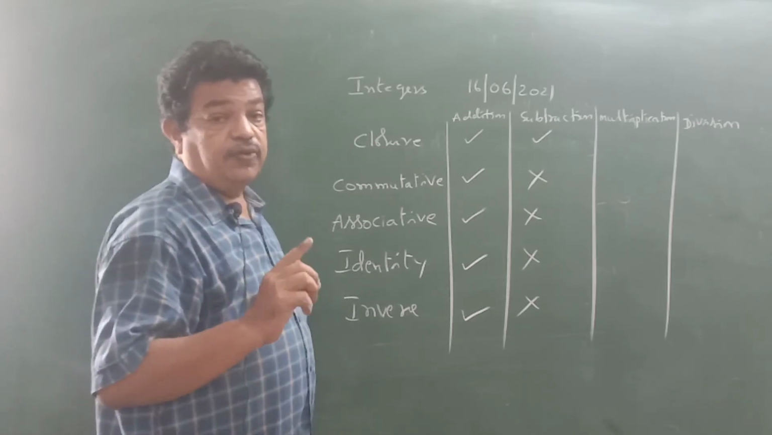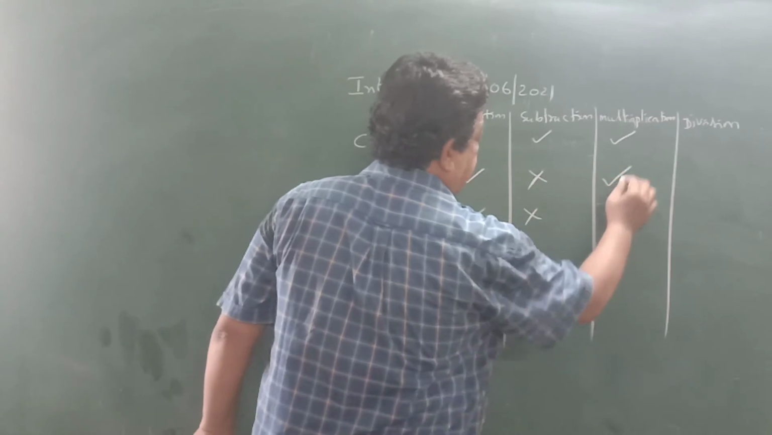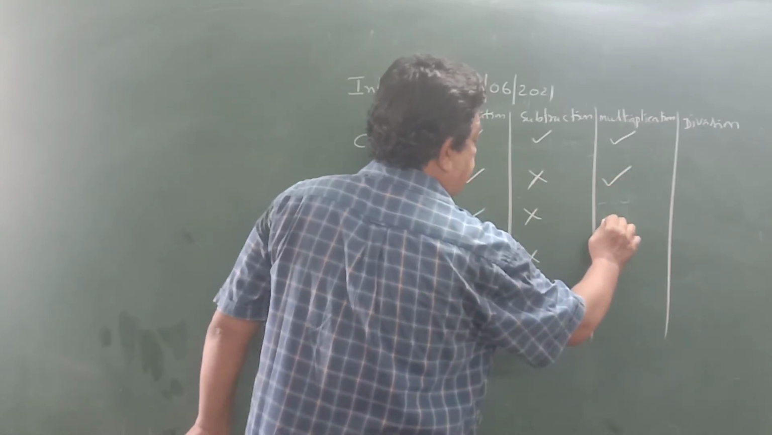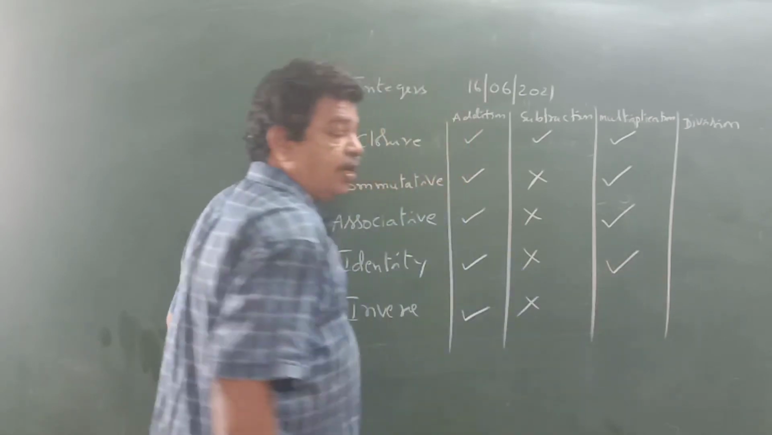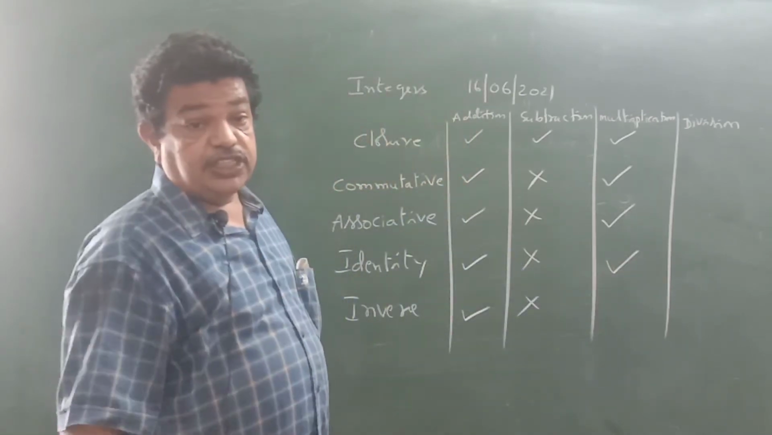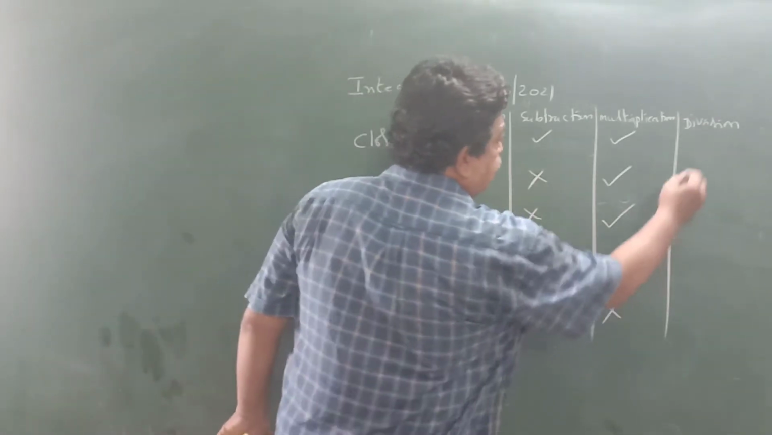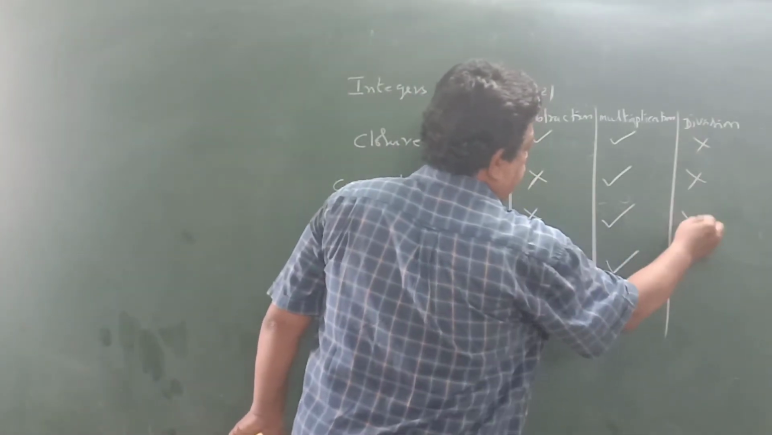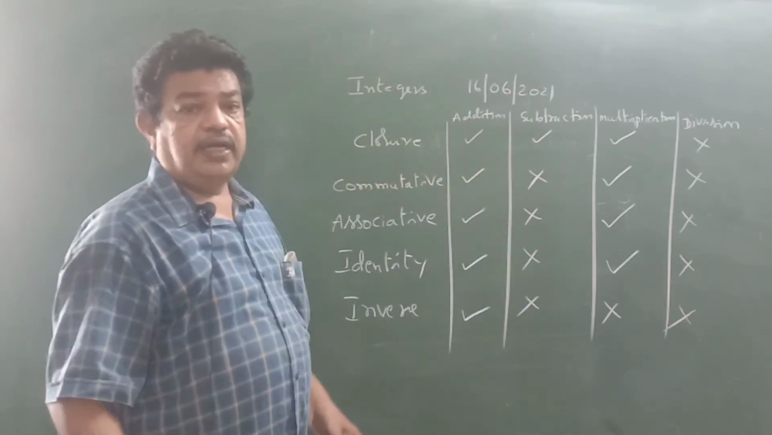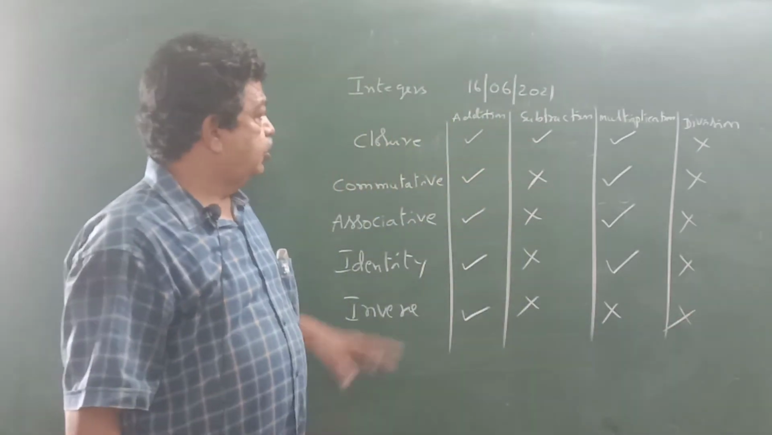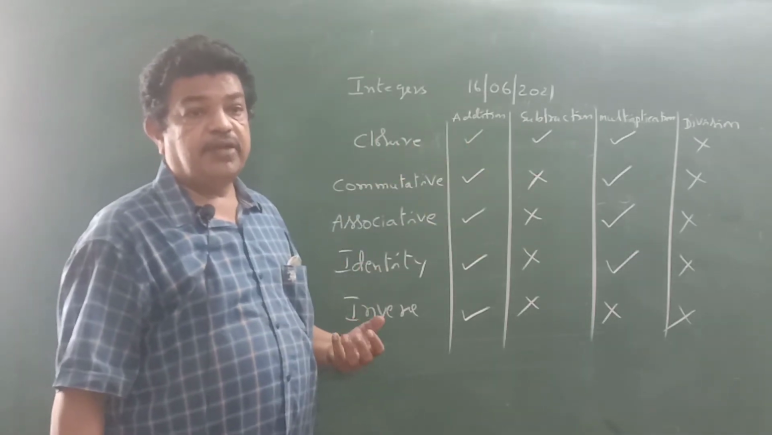Similarly, the product of two integers is an integer. That is closure. In any order the product is the same, that is commutative. For three integers, the product in any order is the same, that is associative. And there is a multiplicative identity for integers, which is 1. But there is no inverse property. Under division, integers do not have closure, commutative, associative, identity and inverse properties. So if you understand this table, you can just recollect your previous knowledge.